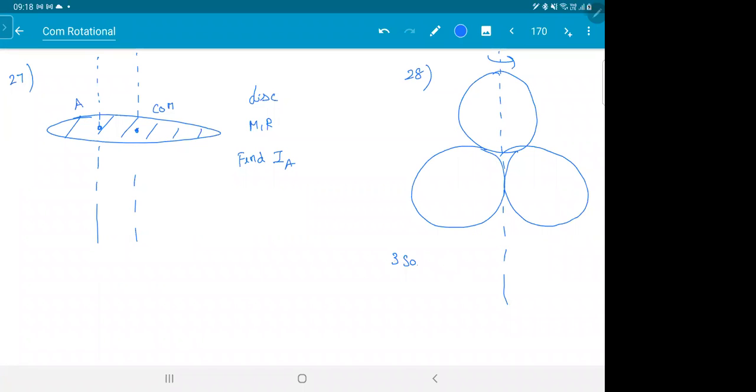These are three solid spheres, each of mass m and radius r. Find I. Try the questions. I'll give you 3-4 minutes. You should remember your results. If you don't remember the results, you won't be able to solve.